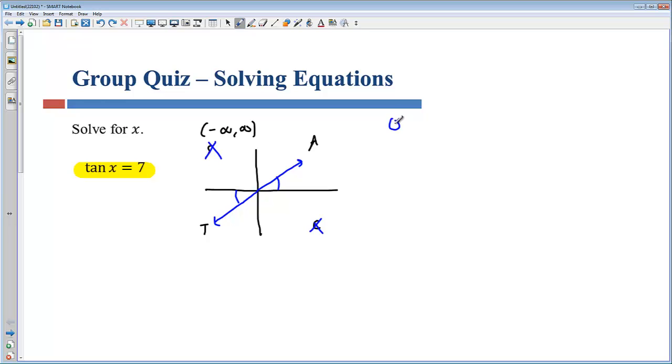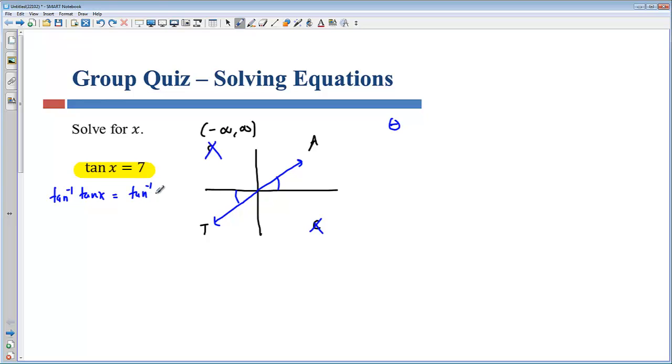To find the reference angle, oftentimes we would look it up in that reference table. Although in this case, what you'll notice is that you can't use the reference table because 7's actually not in it. So instead of using the reference table, we're going to use the inverse tan function. So we'll take tan inverse on both sides. So tan inverse of tan x should be the same thing as the tan inverse of 7.